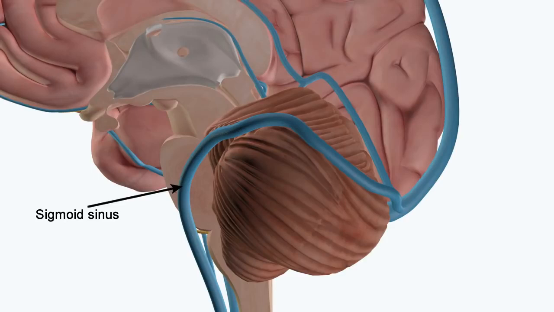Now we should also note for clarity that the cavernous sinus, petrosal sinus, and the superficial veins for the left side of the brain are not shown here, but they follow similar paths to those seen on the right side.